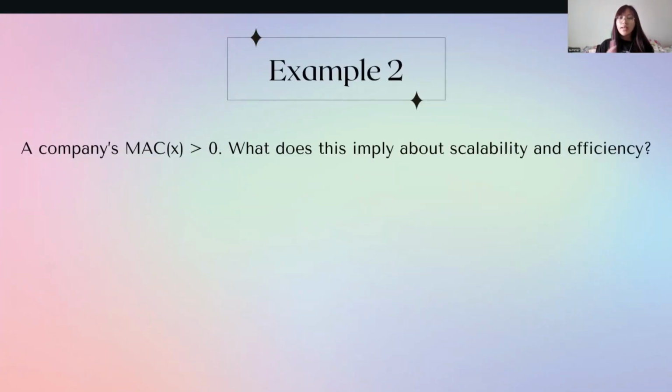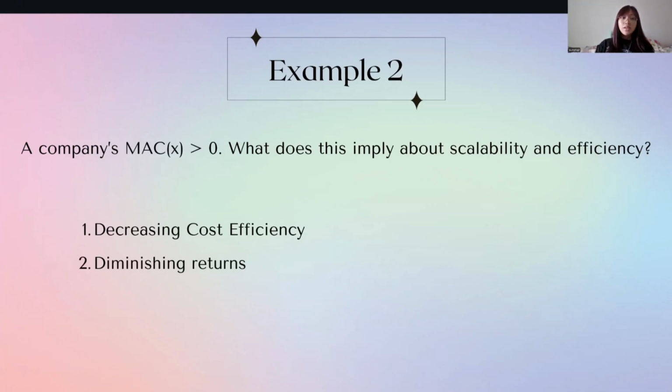Now let's take a look at the next example to understand how MAC works. Let's say a company's marginal average cost is higher than 0. What does this imply about scalability and efficiency? First of all, it shows that there's decreasing cost efficiency with more and more products produced. Producing additional units results in a higher average cost per unit.